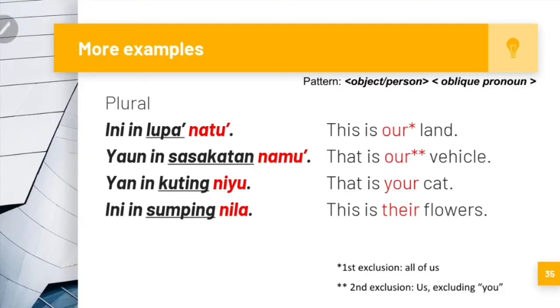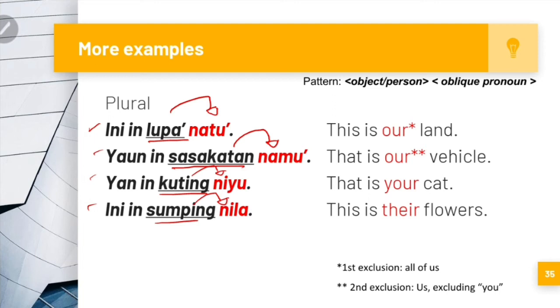Plural forms we have iniin lupa natu. So this is the first person inclusive, meaning every one of us is included. This is our land. Yan in sasakatan namo. That is our vehicle or car. Yan in kuting niyo. That is your cat. And ini in sumping nila. Underlined are the objects. And written in red are the owners of the object.